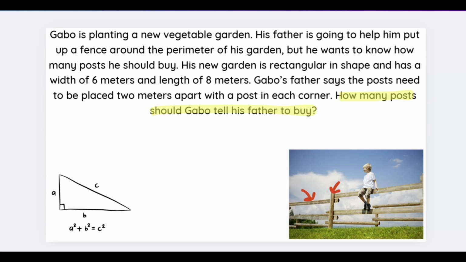So his dad is going to help put up a fence around the perimeter of his garden, and he wants to know how many posts he should get. His new garden is rectangular in shape, so let's draw his garden.